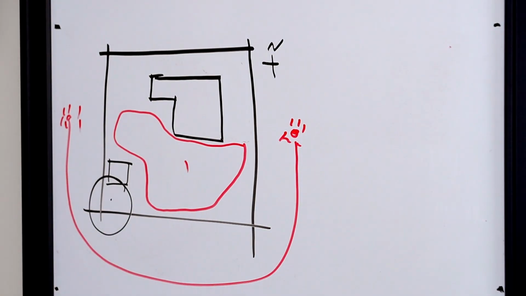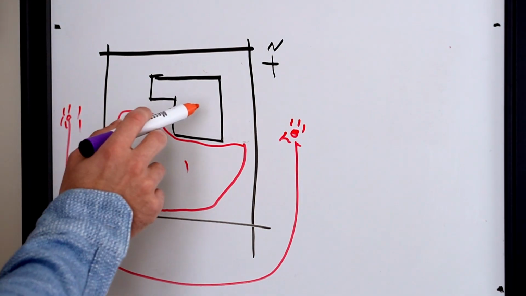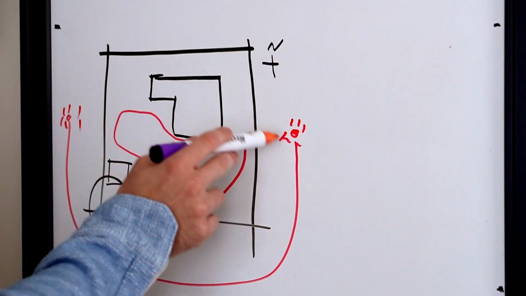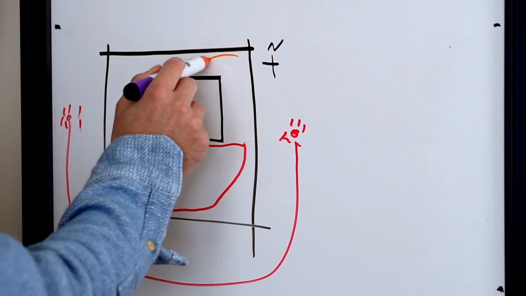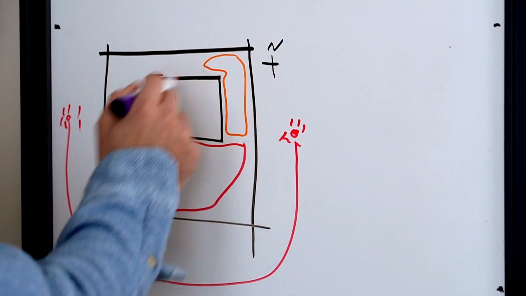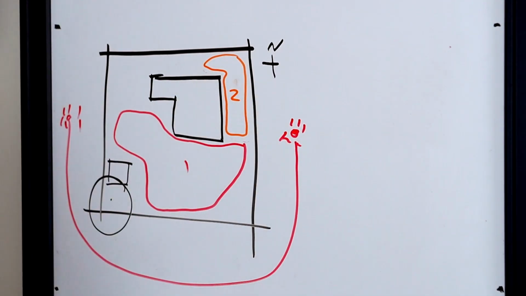Let's look at what our part sun zones look like. So starting with the eastern part of the house here, it catches sun in the morning, but as the day goes on, the house blocks the sun. So let's outline this. I'm gonna call that zone 2.